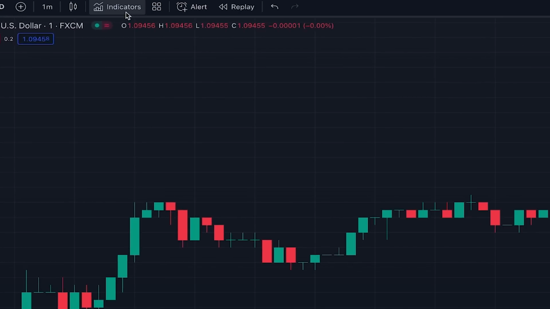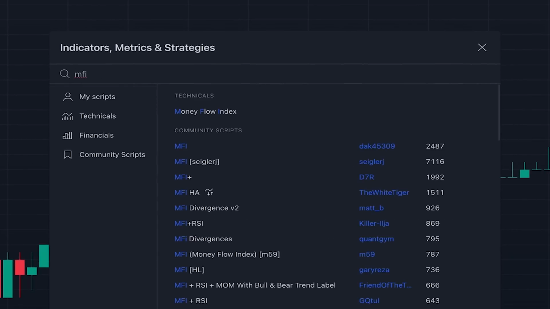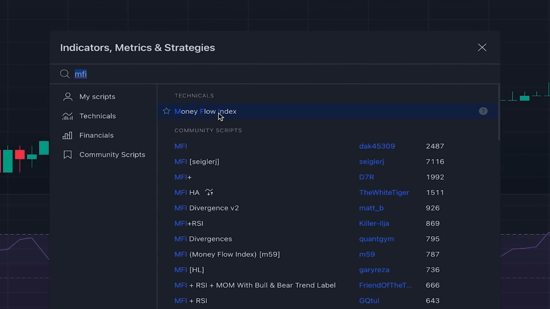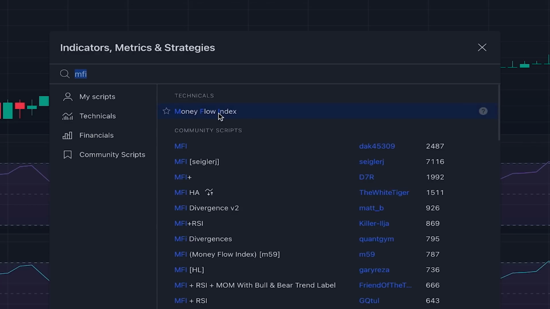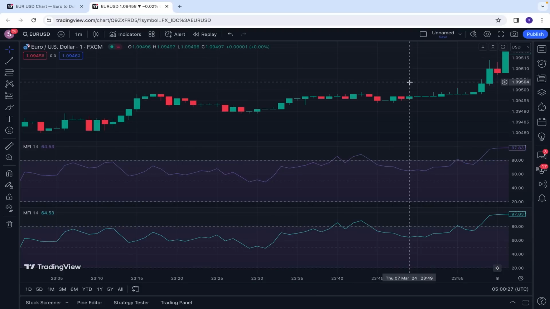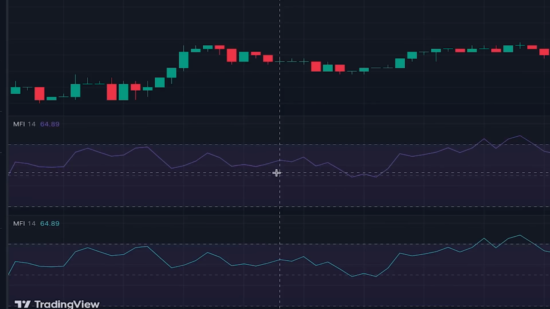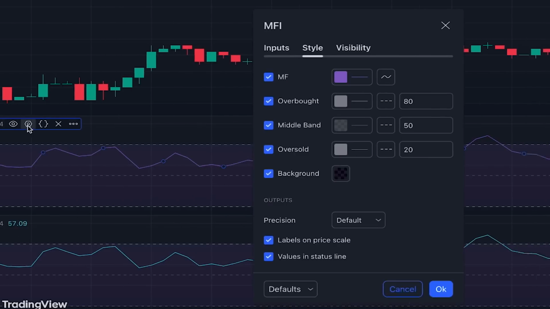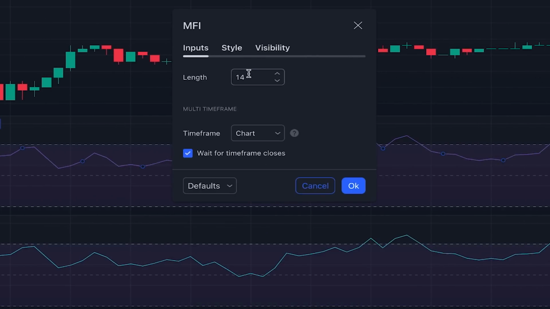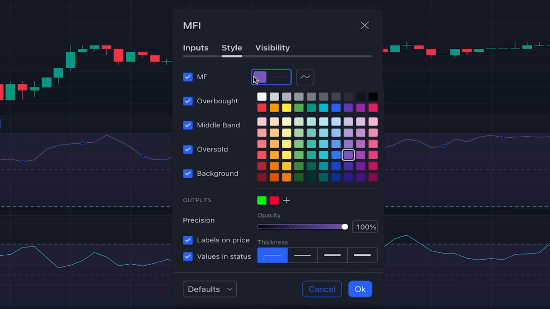So here we click on indicators and we search MFI, this one, Money Flow Index, and we add 2 MFIs to our chart. After adding them to our chart, we need to give them some special settings and combine them together. First, we go to the settings of the MFI in the top, and here in the inputs tab, for the length we set it at 21, and then here in the style tab we change the color to white.